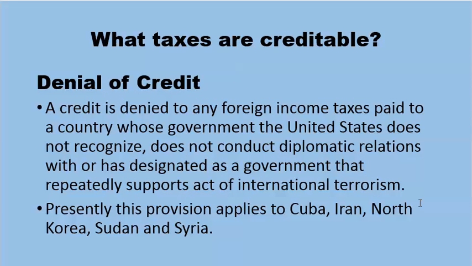Denial of credit. A credit is denied to any foreign income taxes paid to a country whose government the United States does not recognize, does not conduct diplomatic relations with, or has designated as a government that repeatedly supports acts of international terrorism. Presently, this provision applies to Cuba, Iran, North Korea, Sudan, and Syria.